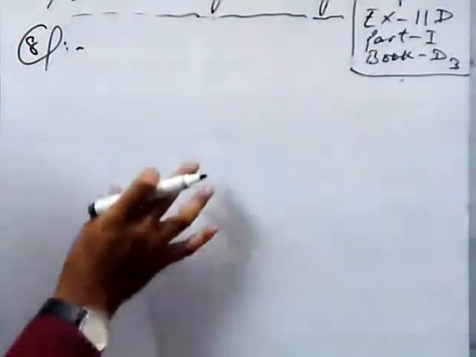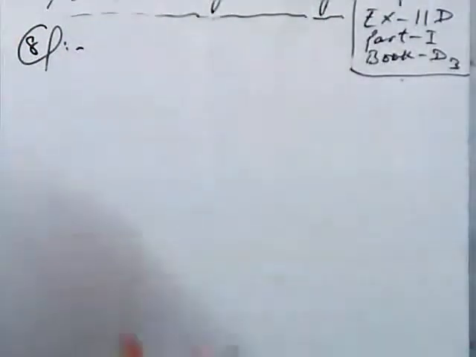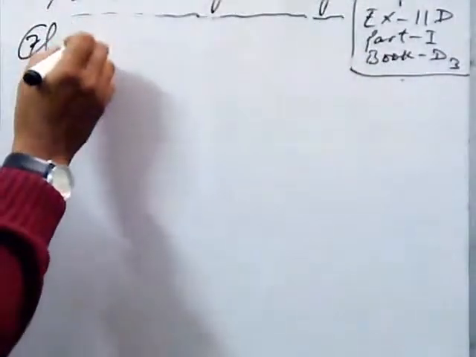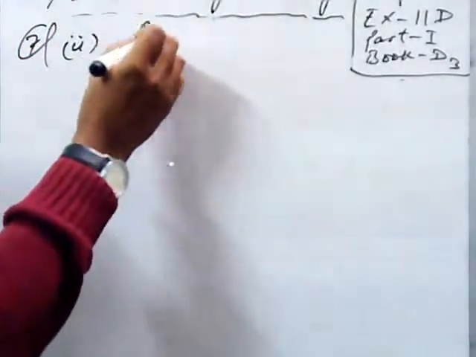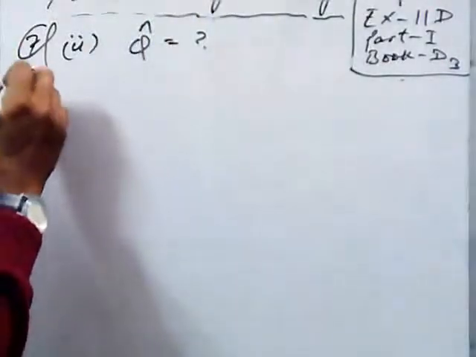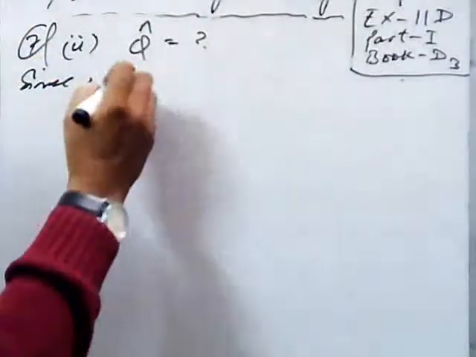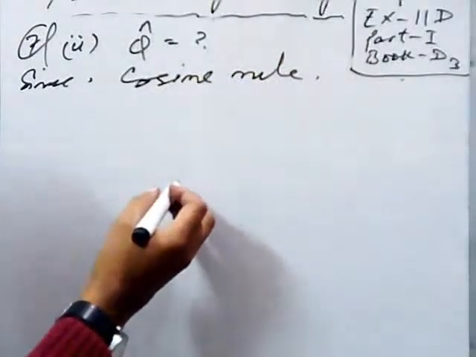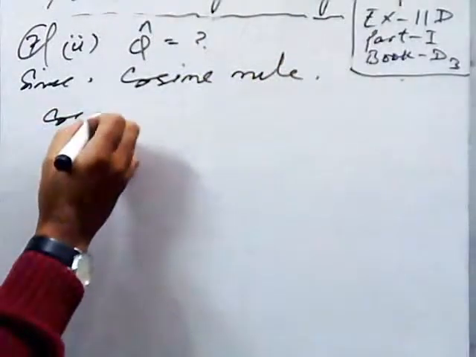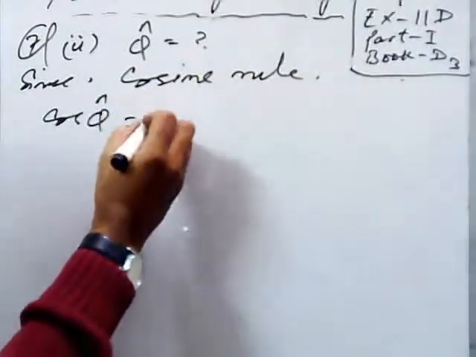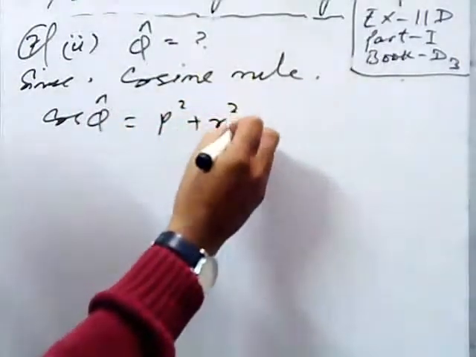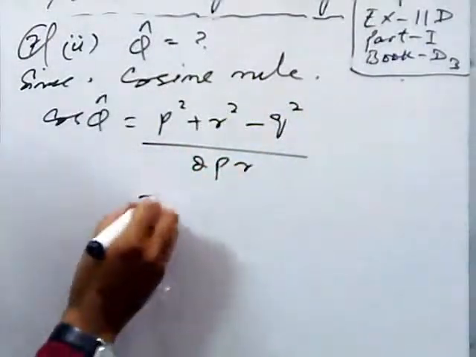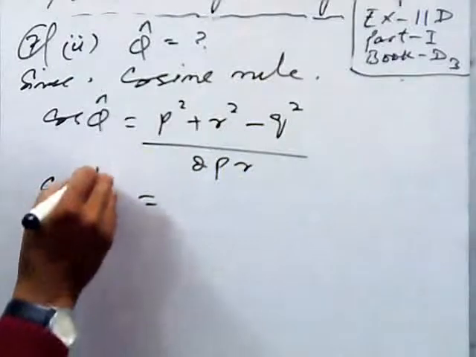Now before coming to question 8, we have 3 parts. I have calculated only part number 1. So we need to calculate part number 2 also, in which we have to find angle Q. Since we have the cosine rule, that is cos Q, we have to find cos Q, that is equal to P square plus R square minus Q square divided by 2PR.